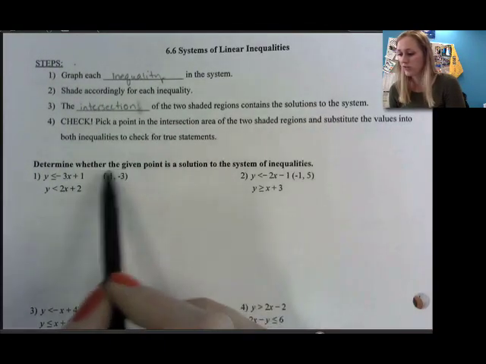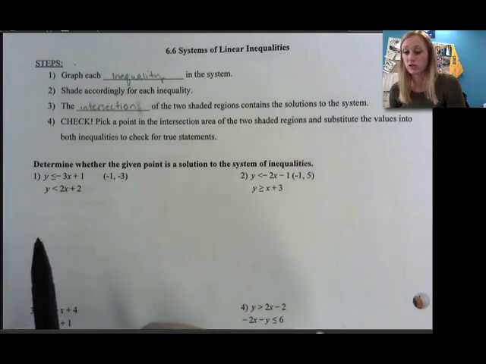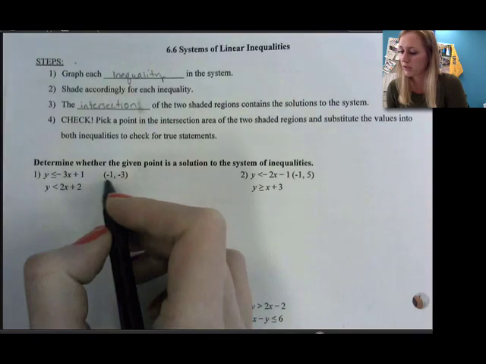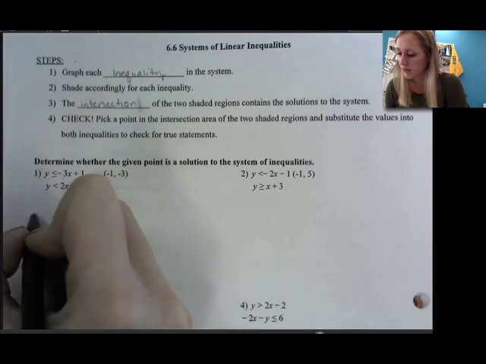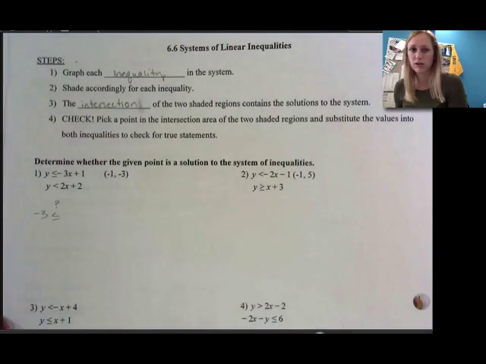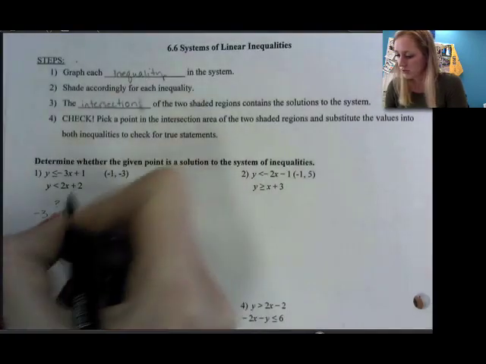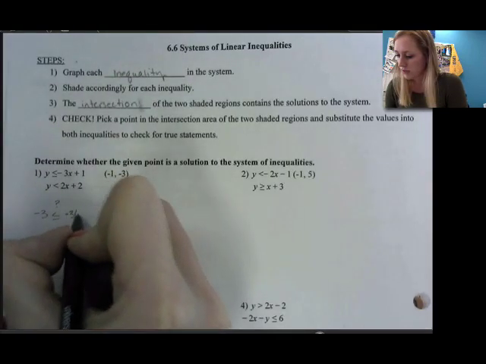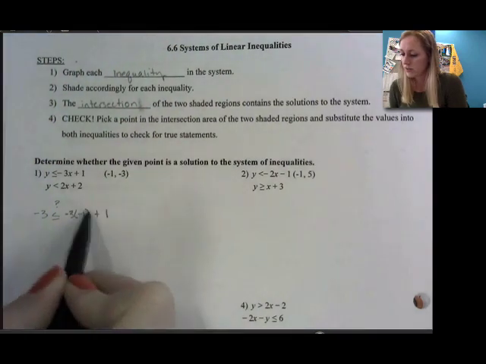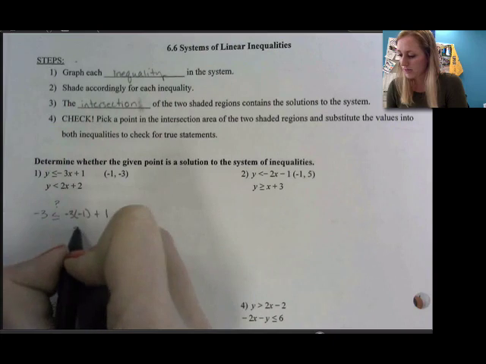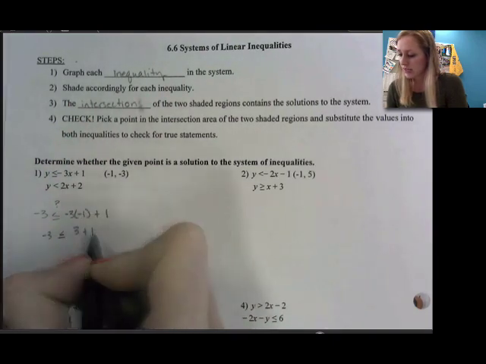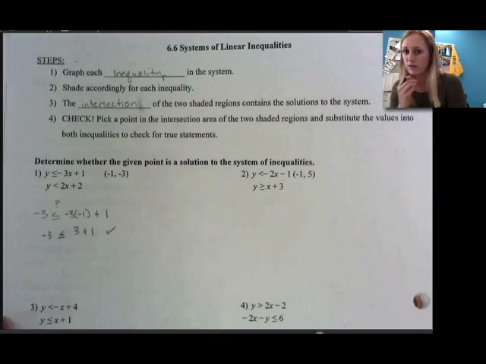So I want to check if (-1, -3) is a solution to this system of inequalities. I need to check the top inequality and the bottom. So I'm plugging in -1 for x and -3 for y. I'm just checking, is this true? Is -3 less than or equal to -3 times -1 plus 1? So -3 times -1 is 3, plus 1, and -3 is less than or equal to 4. So it works in the top one.